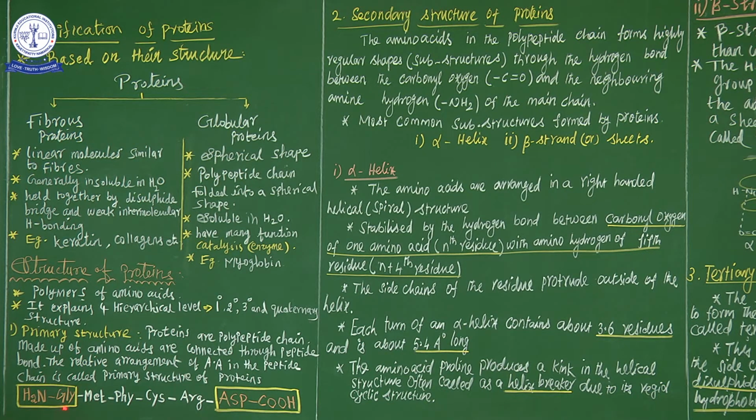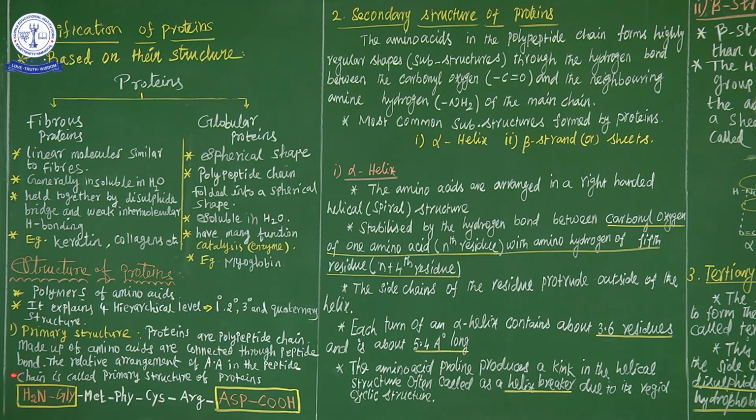So NH2 glycine. So the glycine, methionine, phenylalanine, cysteine, arginine, aspartic acid. So there are 6 amino acids present. It starts from glycine and ends with aspartic acid. So the amino group of glycine is the N terminal and COOH group of the aspartic acid is the C terminal. So the sequence of amino acids is written from N terminal to C terminal. N terminal and the C terminal la complete pannum. That means amino group to carboxylic group.